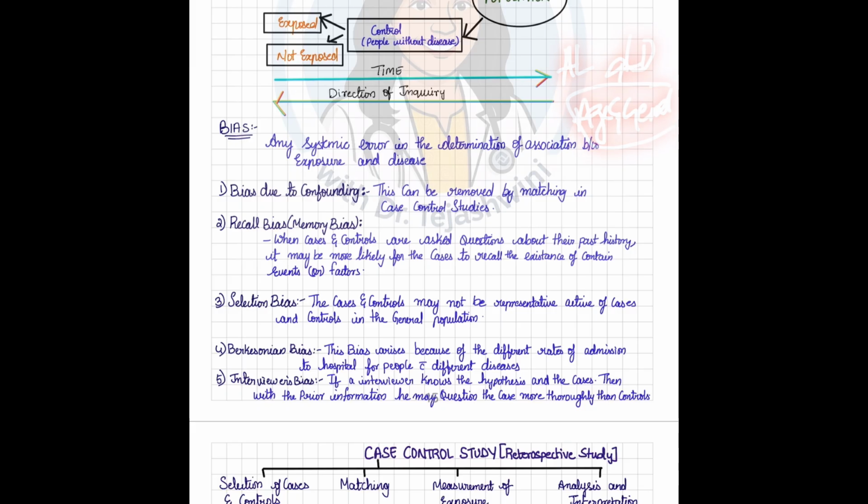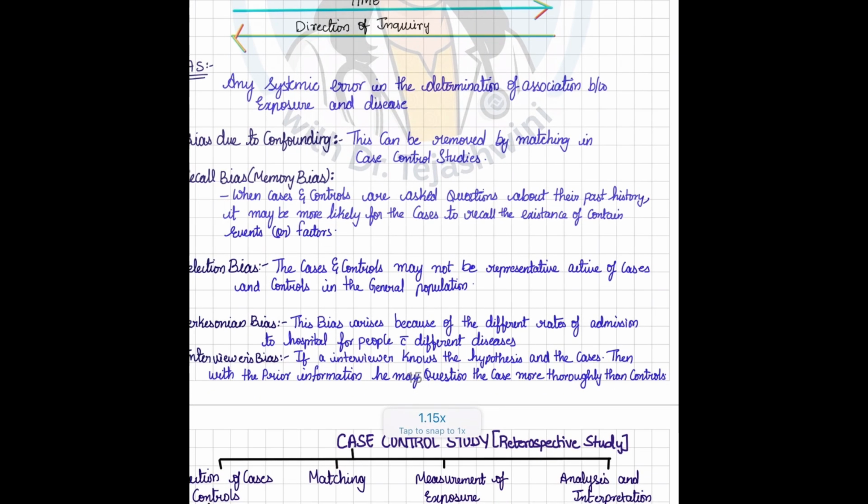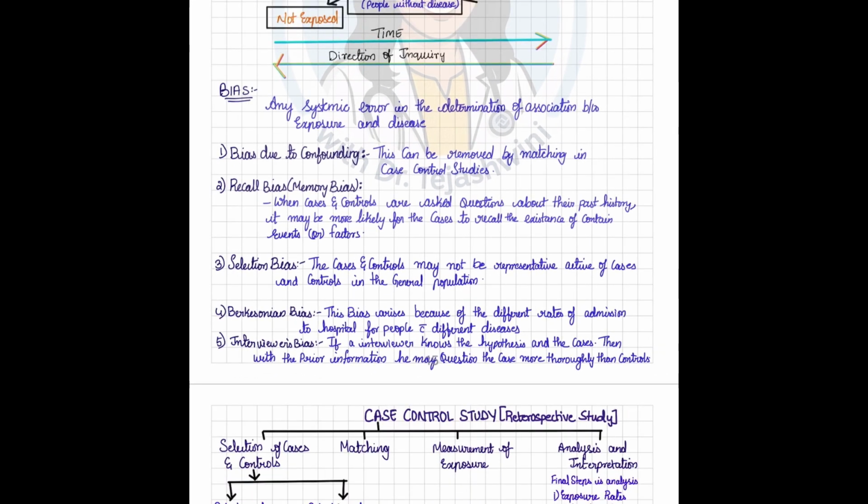4. Berkson's bias. This happens when cases are selected from a hospital or healthcare setting, and controls are selected from the general population. The cases might be more severe, and this can make the findings biased. For example, cancer patients from a hospital may be more likely to have other health issues, which may not be representative of the general population.